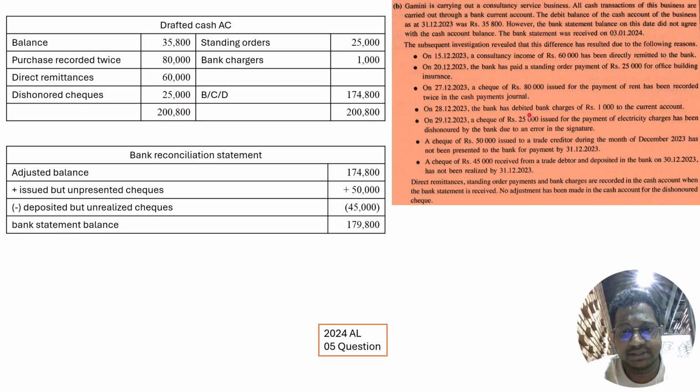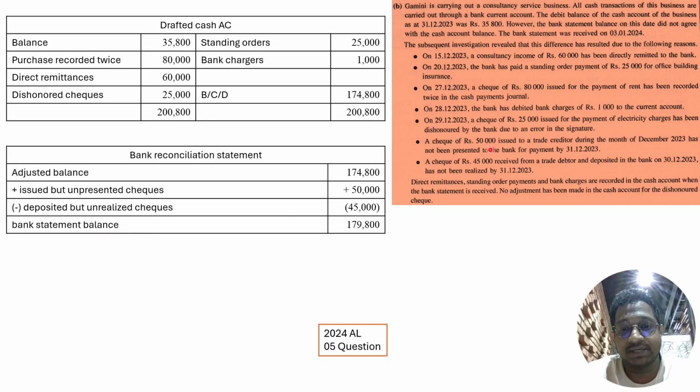And the bank has debited bank charges, it should credit. And then the check issued for payment for electricity charges has been dishonored, and that dishonored check also you should debit to the adjusted cash account. Then you can find out the balance here, the adjusted cash account balance, and then we are taking that to the bank reconciliation statement as the base, and from that you are finding out the bank statement balance.